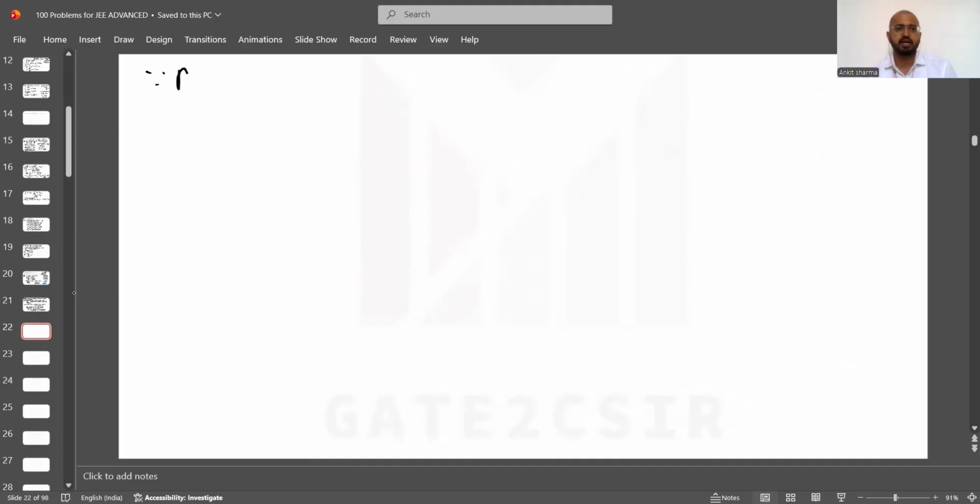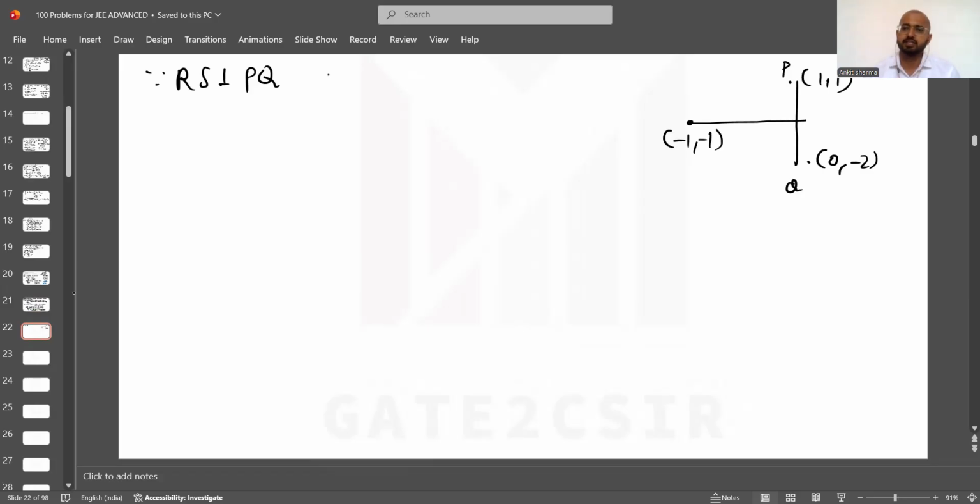So since RS is perpendicular to PQ, this is (1, 1) here, and this is (0, -2) here. So this was my PQ, and RS is here, like this. So R point is basically (-1, -1). That means I just now need the equation of the line which is perpendicular to PQ and passes through R. So we simply need the equation of PQ.